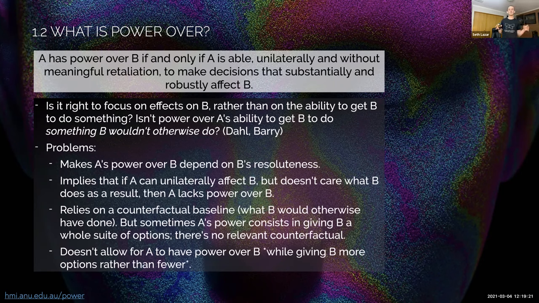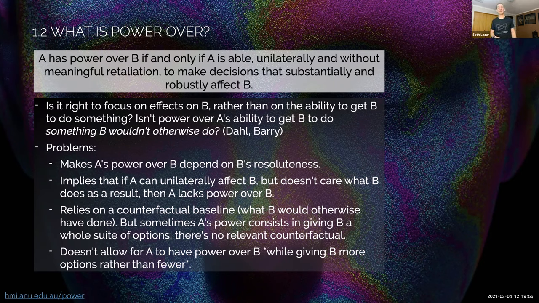So one reason why is I think it makes A's power over B depend too much on how resolute B is. So just suppose two different people, one of them is particularly susceptible to being compelled by A, the other one isn't. That would imply that A has more power over the first than over the other one. There's some sense in which that's true, but if A is able to affect each of them in just the same way to the same degree, then in another sense, he has power over each of them to the same degree.